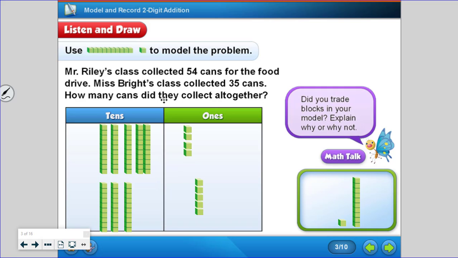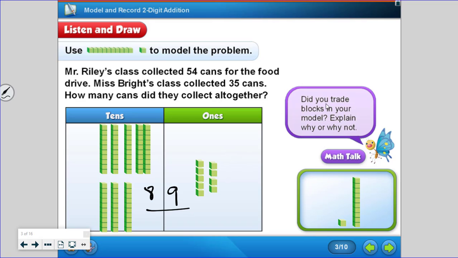Okay, so all together, I can move these more towards the center, because we're putting them all together, and make it look like a 10 frame. Right, there we go. Line them up a little bit better. So all together, looks like we've got, let's see, 1, 2, 3, 4, 5, and then 6, 7, 8. So we have 8 tens, and we have 9 ones. So all together, they have 89 cans, okay?